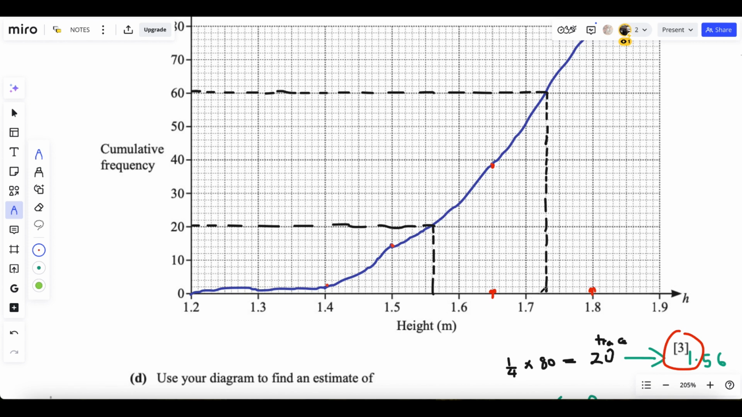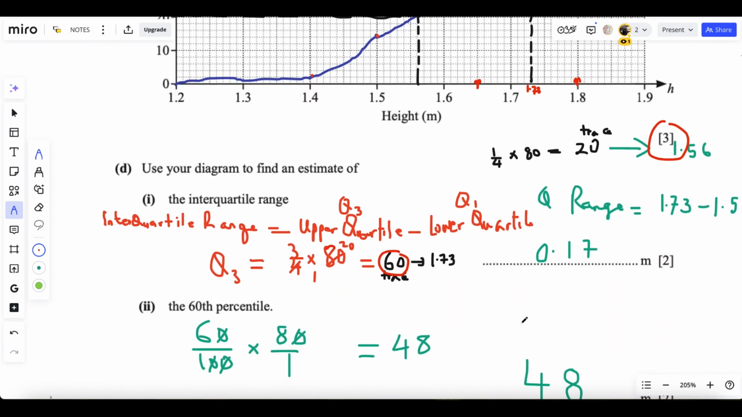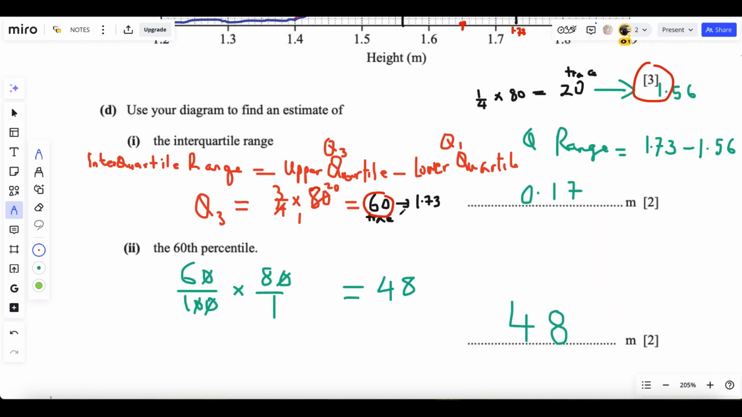The value is 1.73. Why? Because here, each box is 0.01: 1.7, 1.71, 1.72, 1.73, 1.74, 1.75, 1.76, 1.77, 1.78, 1.79, 1.8. 1.8 means 1.80. So here is 1.73. Your upper quartile, Q3, is 1.73. You write it out.